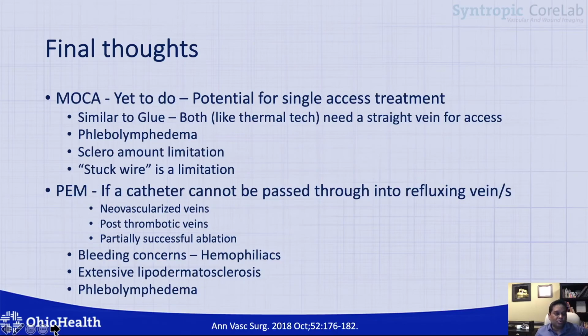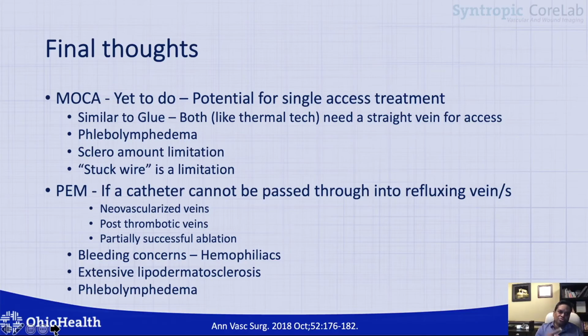When you look at MOCA, I personally have not done it yet. It seems like a potentially good treatment option, but similar to glue and just like thermal technologies, you need a straight vein for the wire to be passed. It's a good technique in phlebolymphedema patients. The amount of sclerosant you can use in any given setting is a limitation, so doing multiple limbs at the same time like cyanoacrylate treatment is quite difficult.